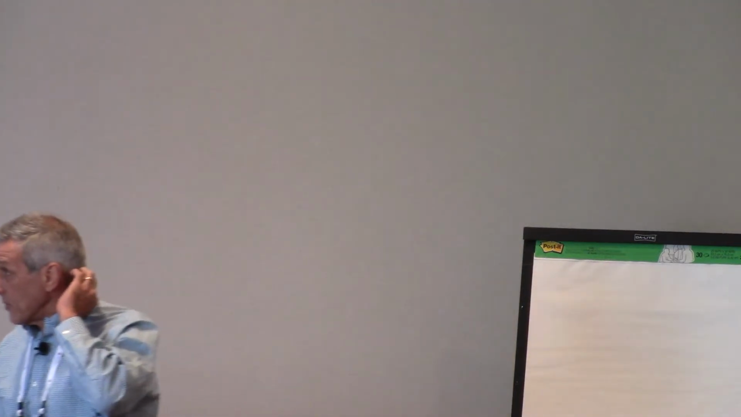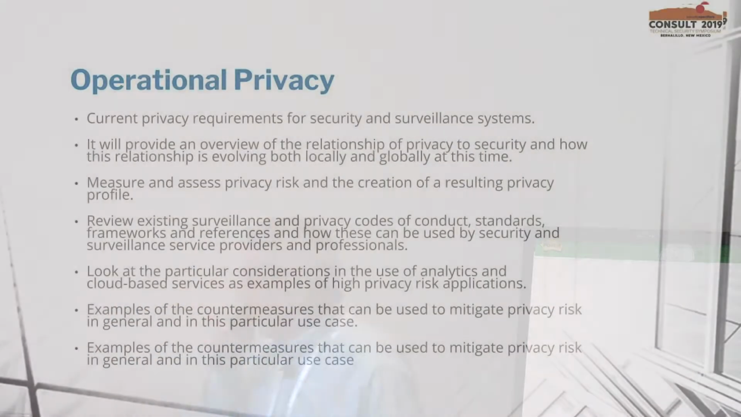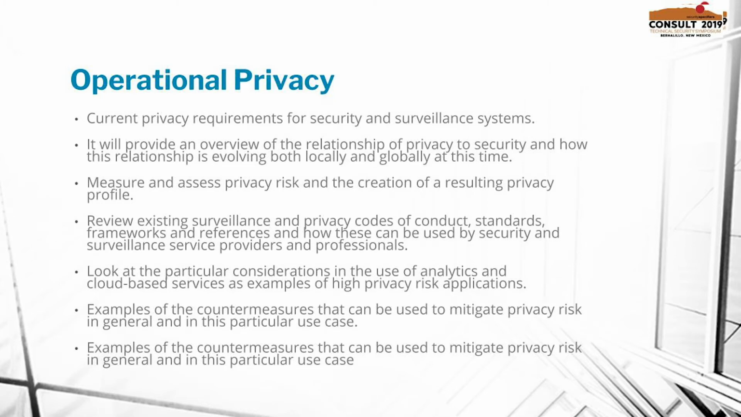So this is what I'm going to try and accomplish today, which is what's in the program. A little background on privacy. What are current privacy requirements around security and surveillance systems? What's the relationship between privacy and security? How to measure privacy risk, and importantly, I'm going to try to explain this concept of a public privacy profile, and how creating a public privacy profile can be a way to make privacy part of your operations, and in effect, it's one of the best ways to reduce risk.